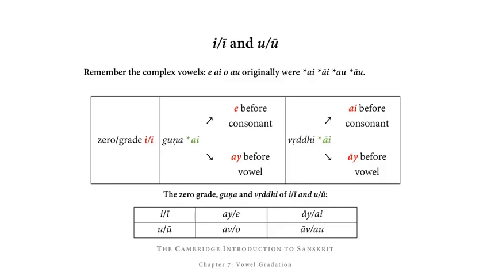And the same thing in parallel happens in vriddhi. We have a long a added in front of the u, giving us au, which appears as au in front of a consonant, or as av before another vowel. So this is how we arrive at these two lines: i, e, ai, and u, av, o, and av, au.